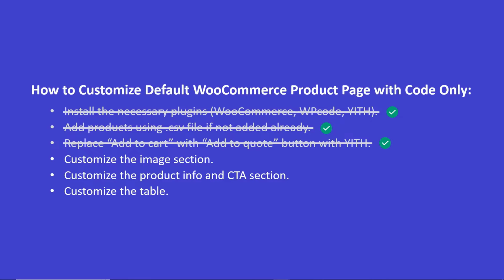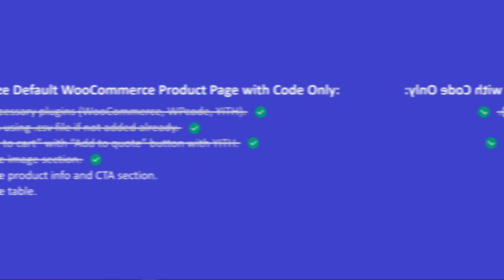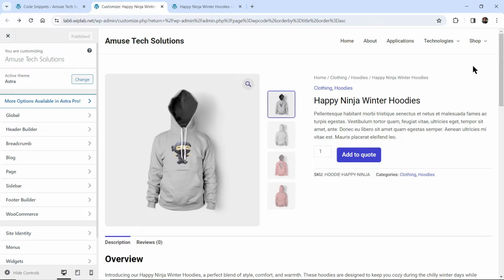With that, the designing or the customization of the image section is done. Now we can move on to the next step, which is to customize the product info and call to action section. When customizing this section, we need to keep two things in mind. First, we want to remove this category section because it's already mentioned here, so it's kind of redundant. Second, we want to move this section below the title.